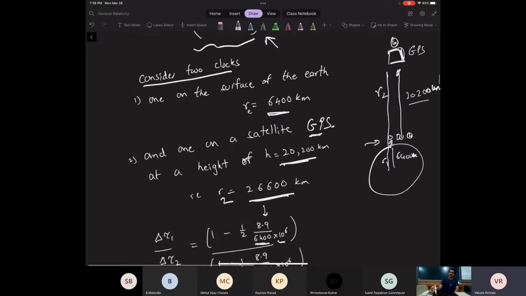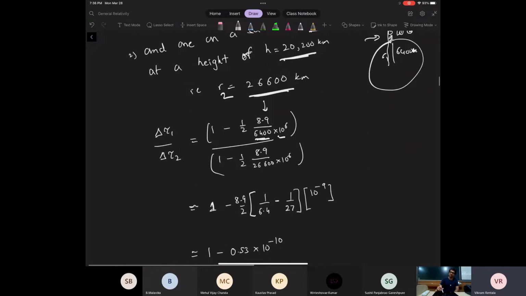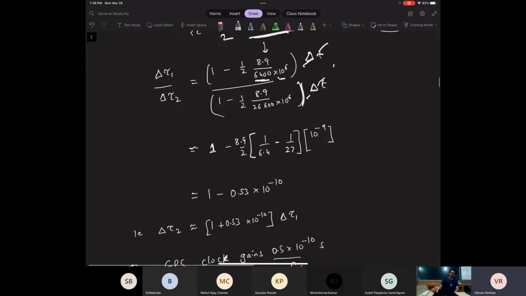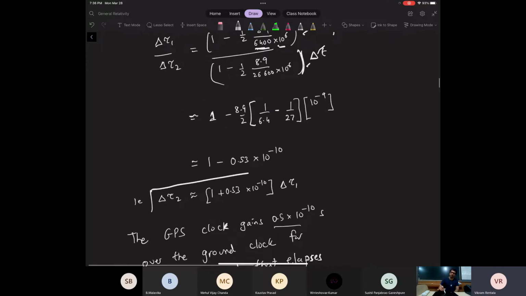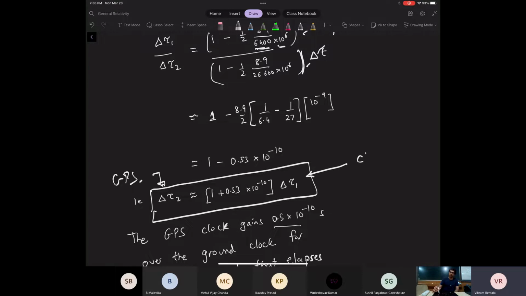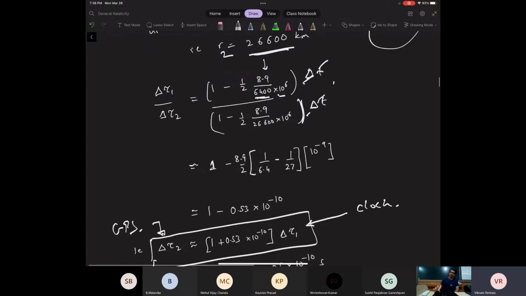The clock ticking on the GPS experiences this time dilation. Both of these are some delta t, and that delta t is common, so that cancels out. So what I get when I multiply these out is delta tau 2, the time that has elapsed on the GPS versus the time that has elapsed on your clock. Of course, you can see that this is a very small number.